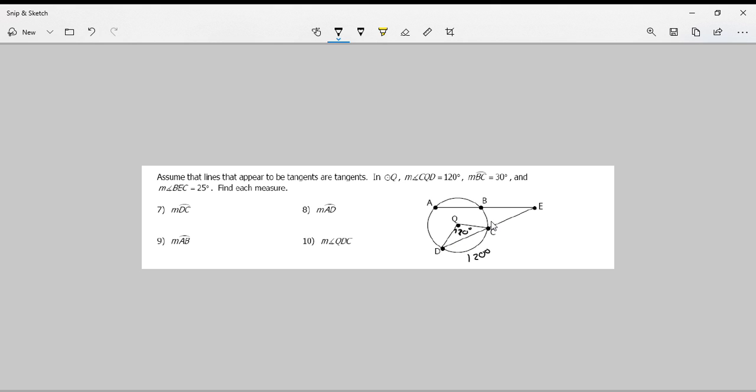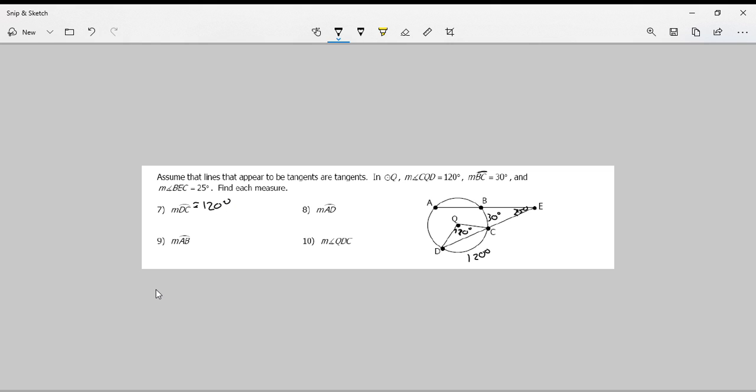It says the measure of arc BC is 30, okay? Remember the symbol for arc up here. And the measure of angle BEC is 25 degrees. Okay, so we got 25 degrees out here. So just from what I noticed, for this big angle, AED, we have enough information to solve for AD, which will be the second part. The first thing they want us to solve for is DC, which we already said. Arc DC is equal to 120 degrees.